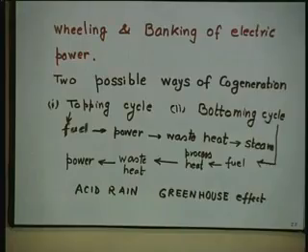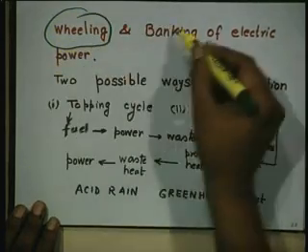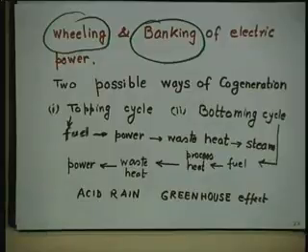Now, ladies and gentlemen, cogeneration is of two types. Before we talk of those two types, let me introduce to you two important words used in the power industry, used in power systems: wheeling and banking. I am sure banking all of you know.